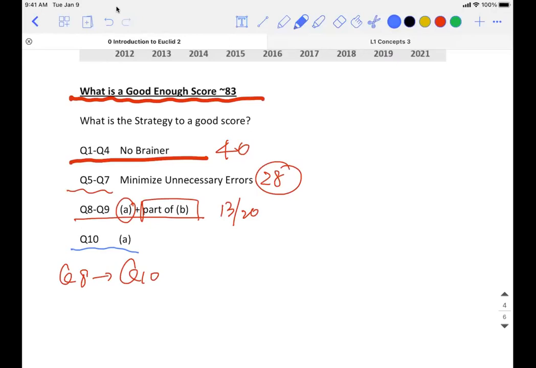Most of the students just give up on question number 10. They have no time, and they don't even have the courage to look at question number 10.